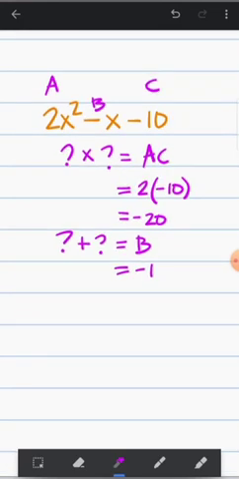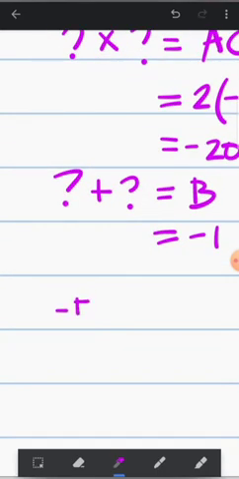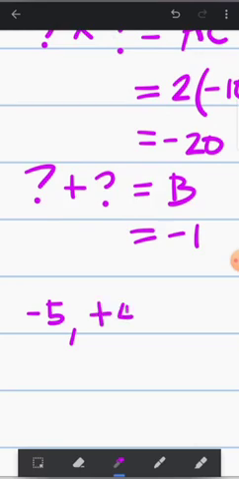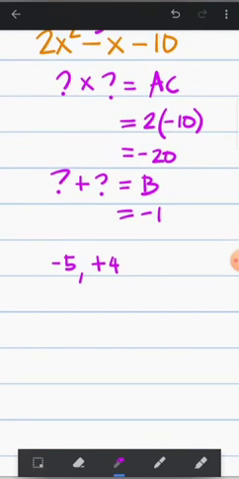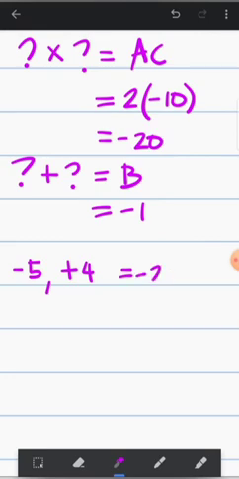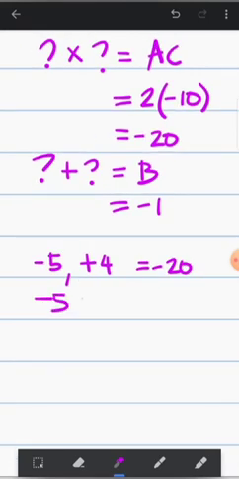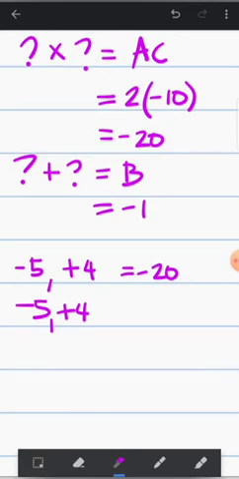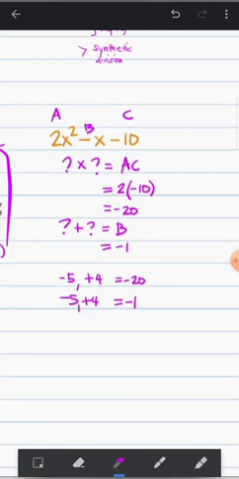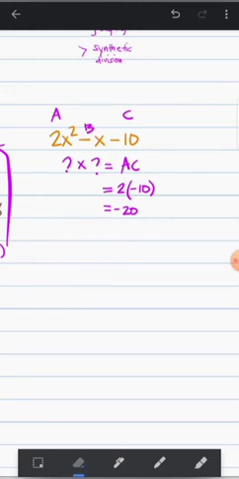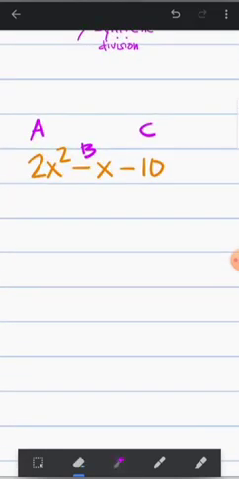So let's think, what are those two numbers? The factors of 20 could be 4 and 5. So if 5 is negative and 4 is positive, clearly if we multiply it, it will give us negative 20. And if we add this, it will give us negative 1. And so it satisfies what we need. But we're not done yet. Those are not yet the factors.